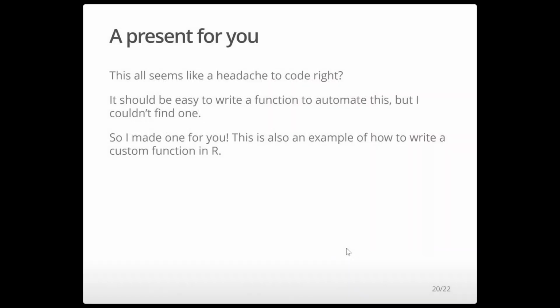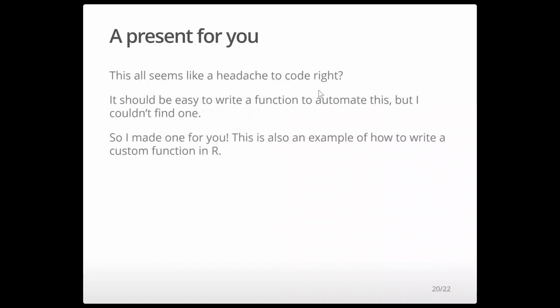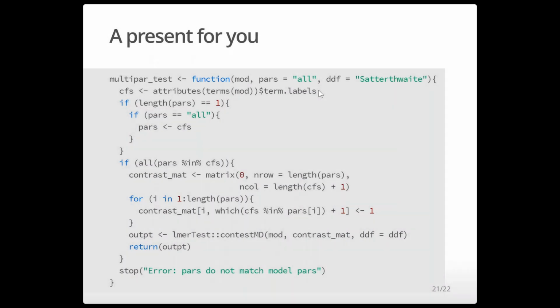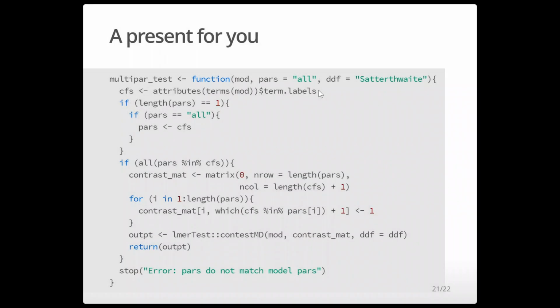Now, this is a headache to code. You can imagine if you have more complicated models, lots of predictors, having to write out that whole matrix. I mean, imagine if you had 8 predictors and you had to write out a matrix with 8 columns and then a row for each predictor you wanted to test. That would be a pain. So I coded up a present for you. This is a function that will do this automatically for you. I'm sure that this or something like it exists somewhere in a package. I couldn't find it. I tried pretty hard, but I couldn't find it.